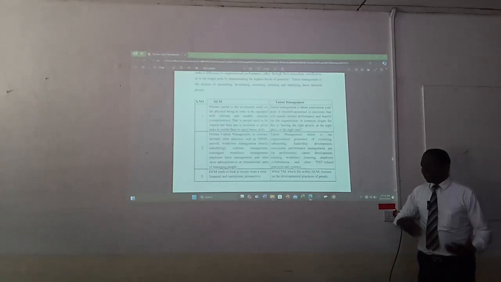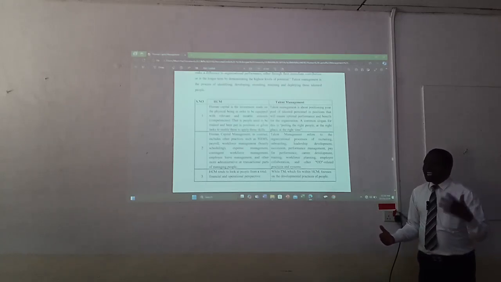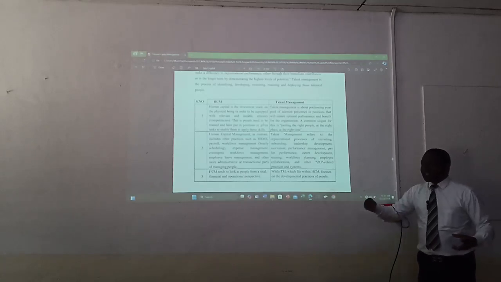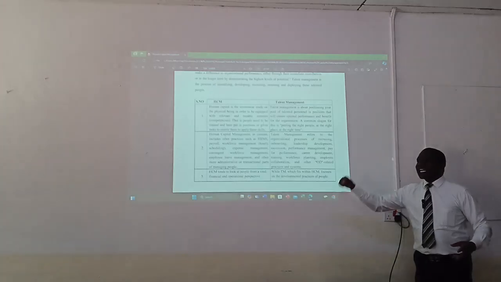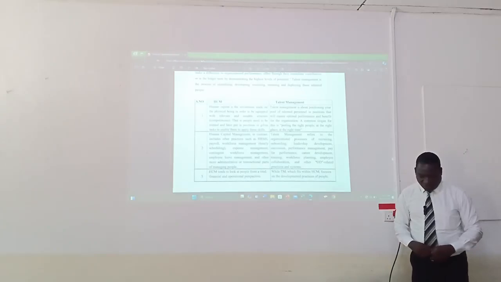Human capital management versus talent management. Human capital management is about investing in this one, training this one heavily. And after training him heavily, he has now acquired a talent. That talent must be well managed. How do you manage that talent? Put him at the right position so that your goals can be met.